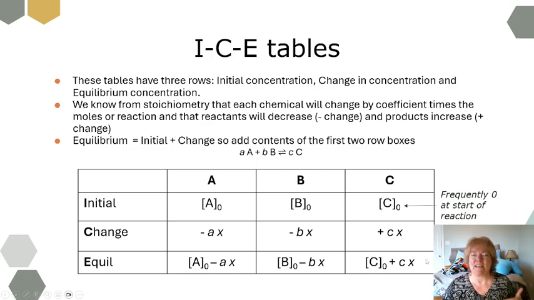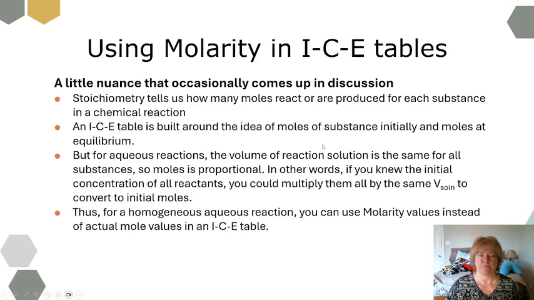So if I can use any information to get one of these values, I can figure out what X is. Once I know what X is, I can figure out all of these because we know the coefficients and we know the initial concentrations. I just need one equilibrium concentration so that I can figure out what X is. And then I know what X is and I can continue on. Let me show you a specific example.